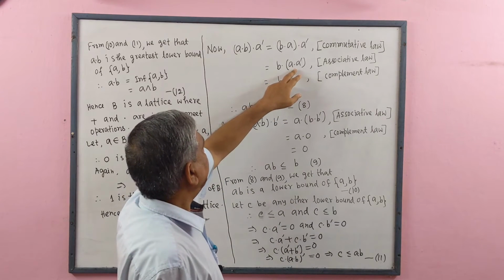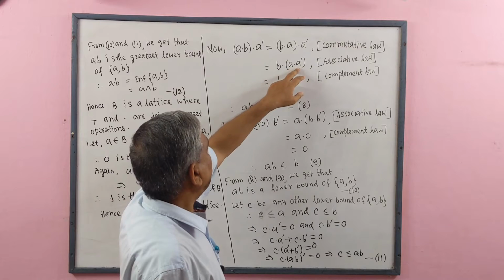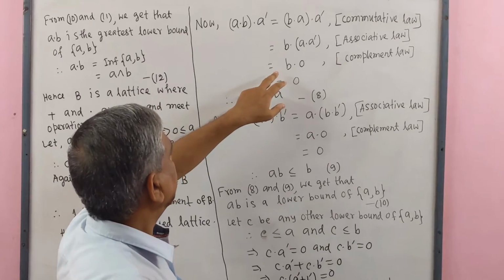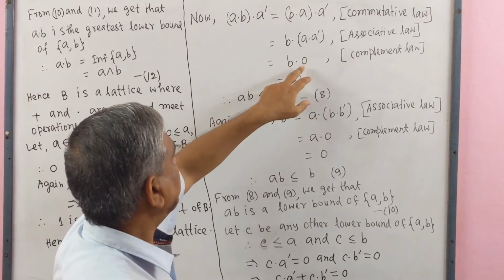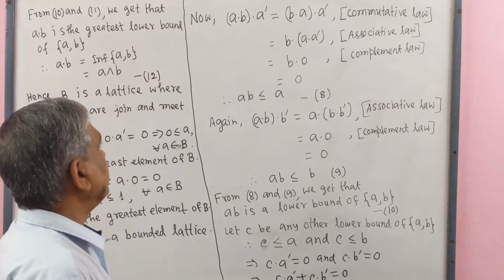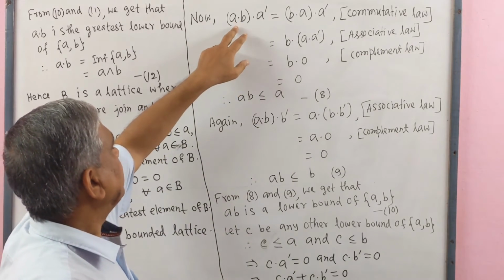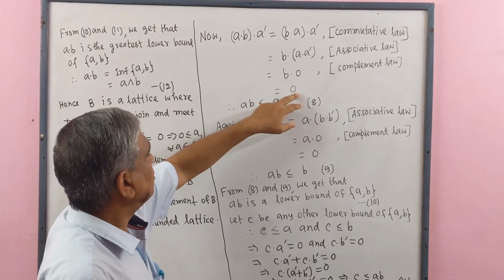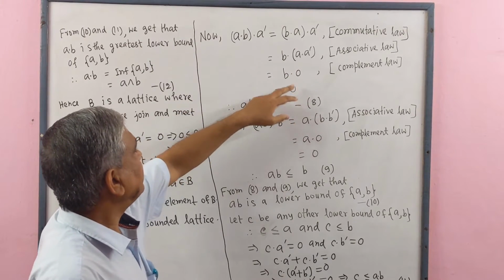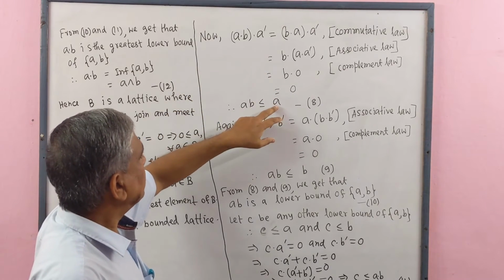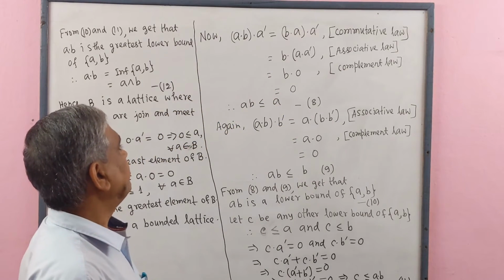Here by complement law, A dot complement of A equal to 0, that is this equal to B dot 0, B dot 0 means 0. Therefore we get A dot B dot complement of A equal to 0, then using 1 we get A dot B is related to A. This is number 8.